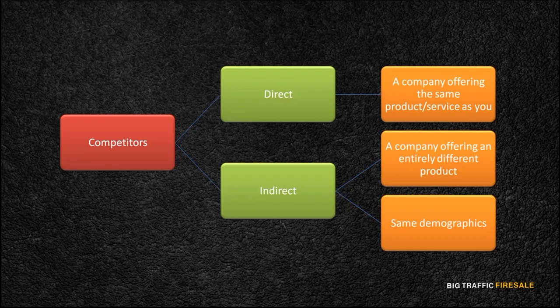There are two types of competitors. One, your direct competitors. Two, your indirect competitors. First, let's understand the direct competitor. Your direct competitor is defined as the company offering the same product or service as you are. For instance, if you're selling health supplements, you notice that Company A is also selling health supplements. Meanwhile, your indirect competitors are those who are offering an entirely different product or service than you are, but they are catering to the same demographic. This means they have the same target audience as you do.